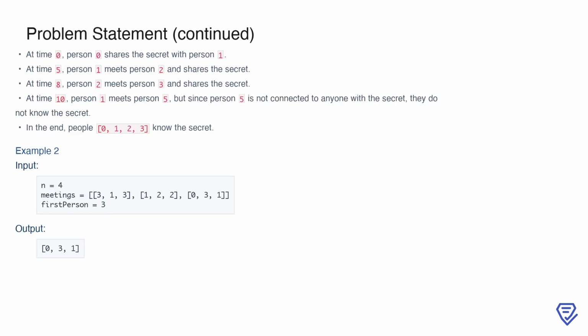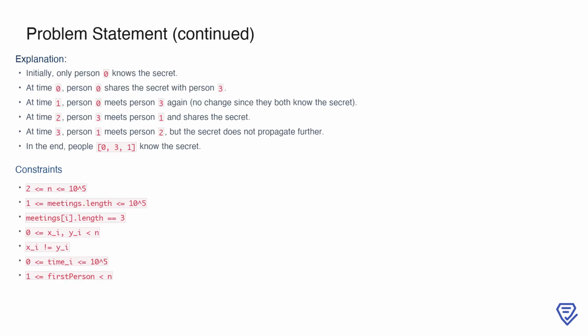In this example, the sequence of events is as follows. At time 0, person 0 shares the secret with person 1. Then, at time 5, person 1 meets person 2, and the secret is shared again. At time 8, person 2 meets person 3 and passes the secret to them. Finally, at time 10, person 1 meets person 5, but since person 5 is not connected to anyone else with the secret, they do not end up learning it. By the end, the people who know the secret are 0, 1, 2, 3.